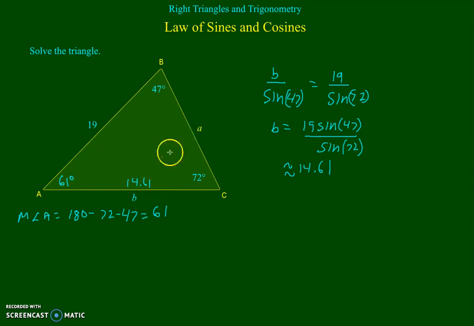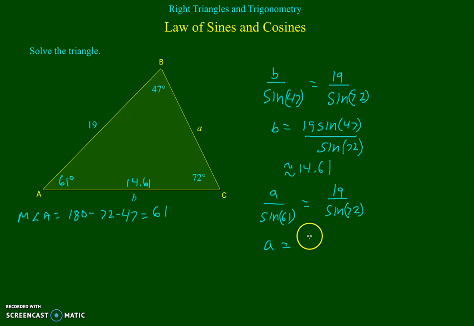Now we're going to have to do this angle. So let's set up another proportion looking for this side. So A over sine of 61, as we can go ahead and use this. I'd rather use this than a calculated value so that I get a more accurate result. Okay, so that's equal to 19 over sine 72. And let's solve this for A.